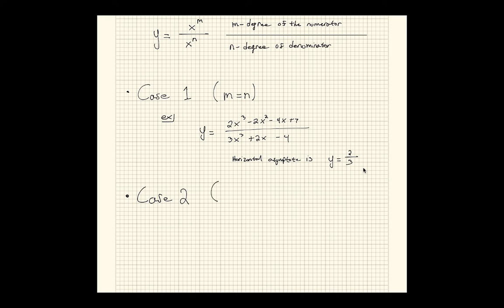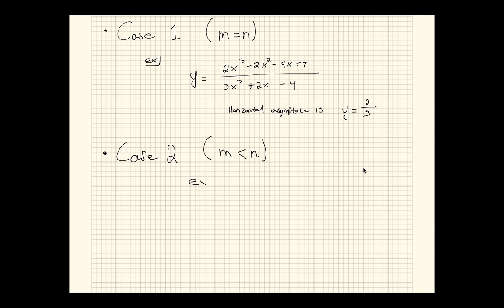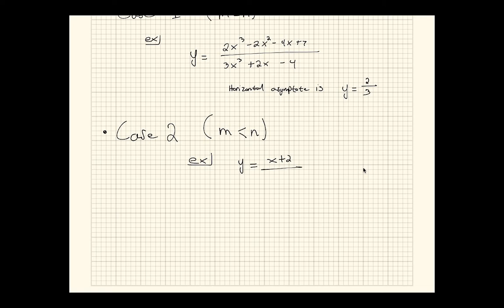This is when m, the degree of the numerator, is less than the degree of the denominator. When m is less than n in this case. An example would be y equals x plus 2 over x squared minus 7. That's an example where the degree of the numerator is 1, so m is 1. In this case, n is 2, the degree of the denominator. m is less than n.